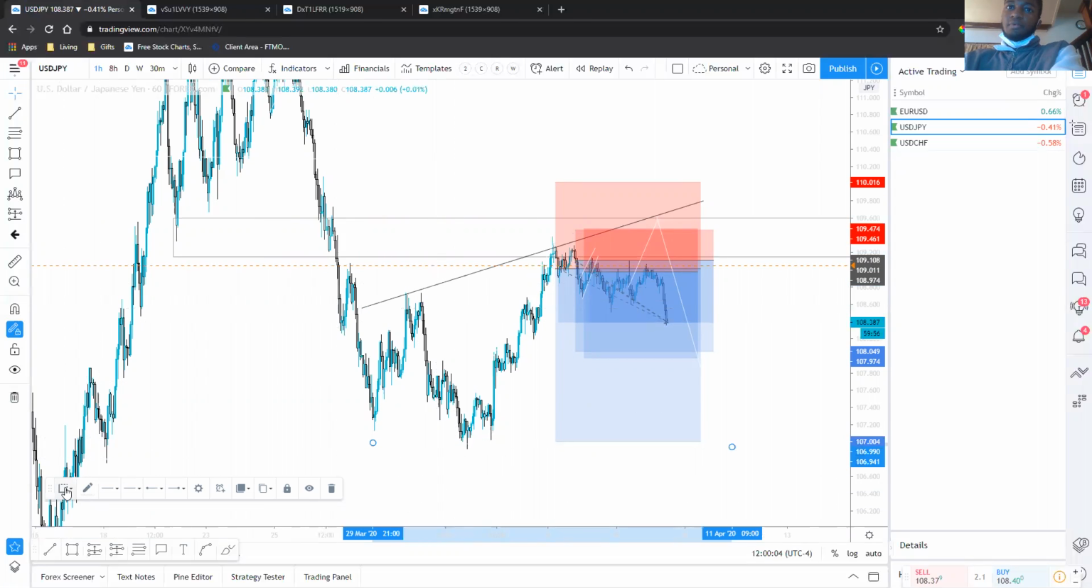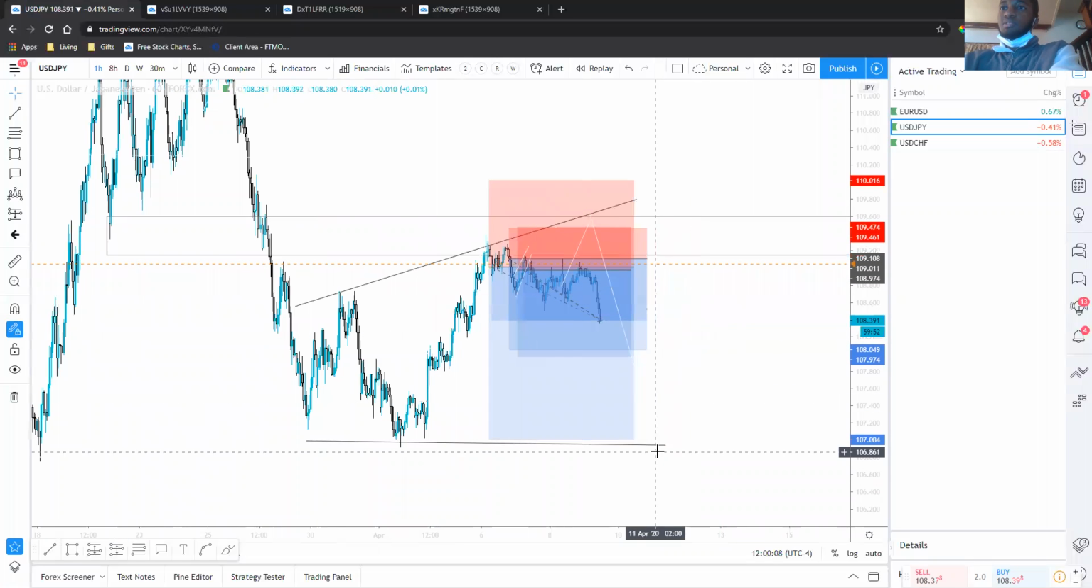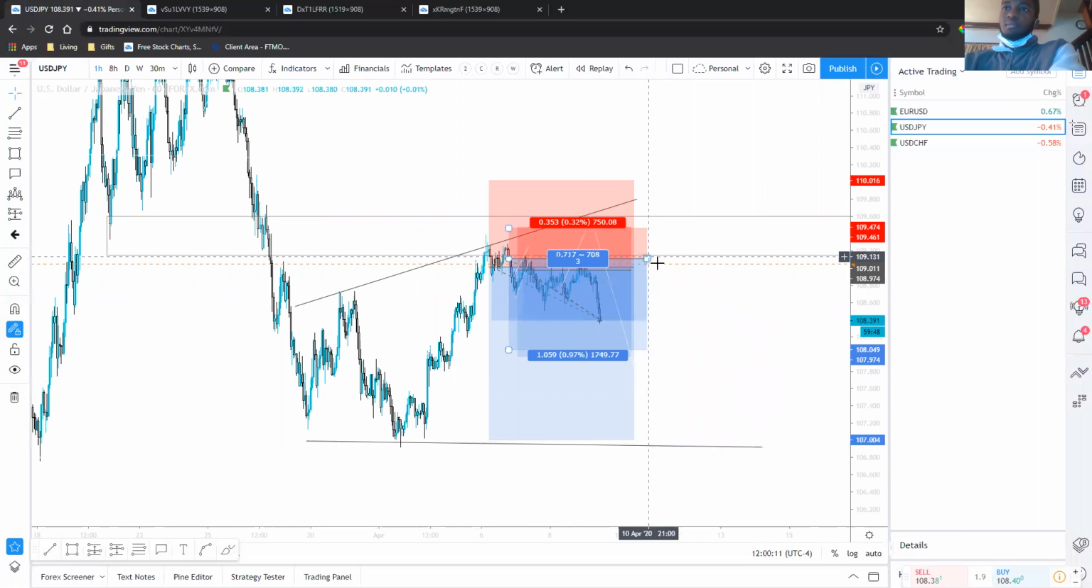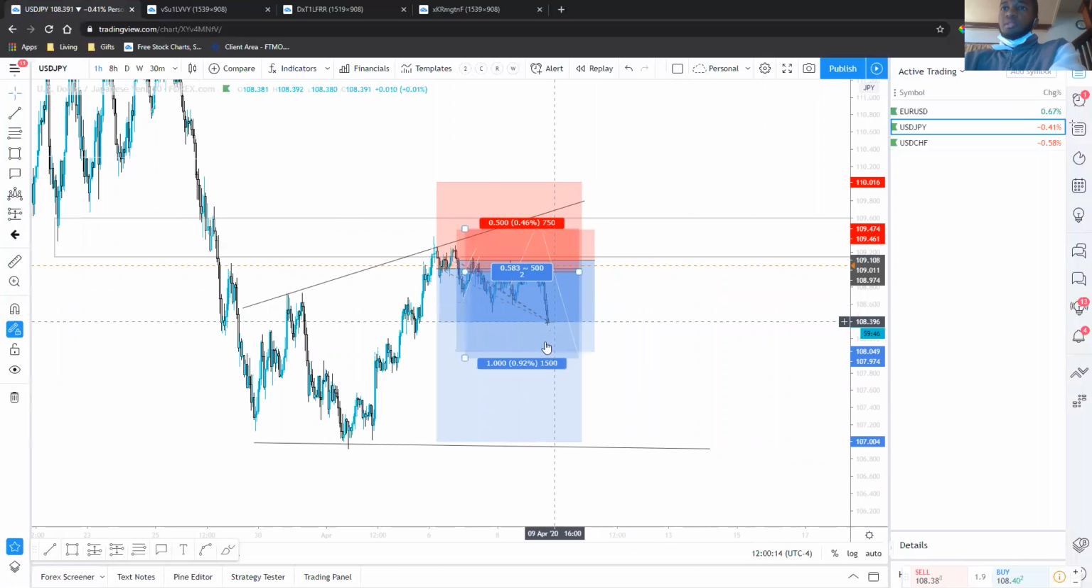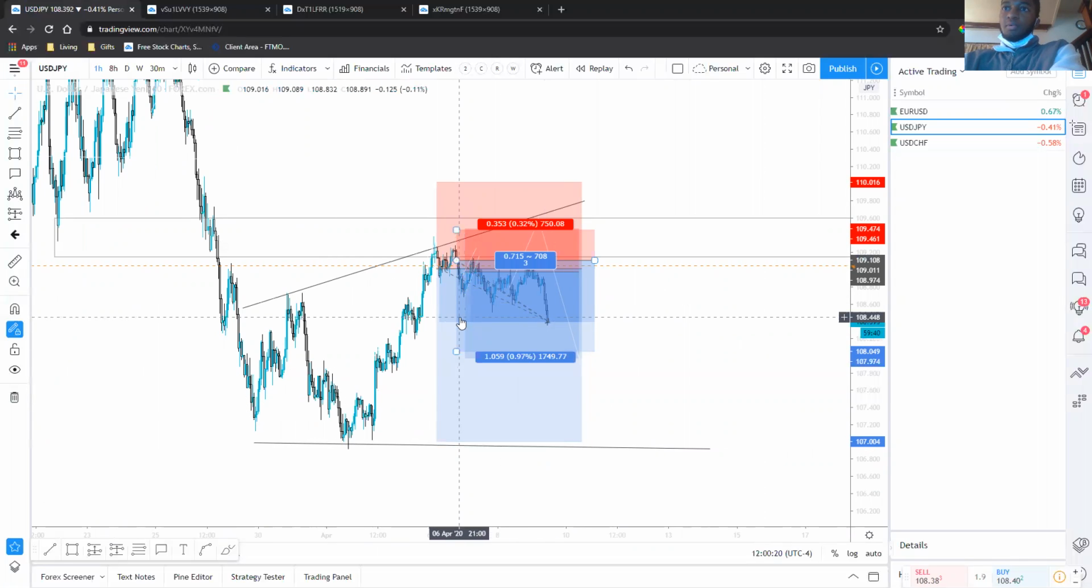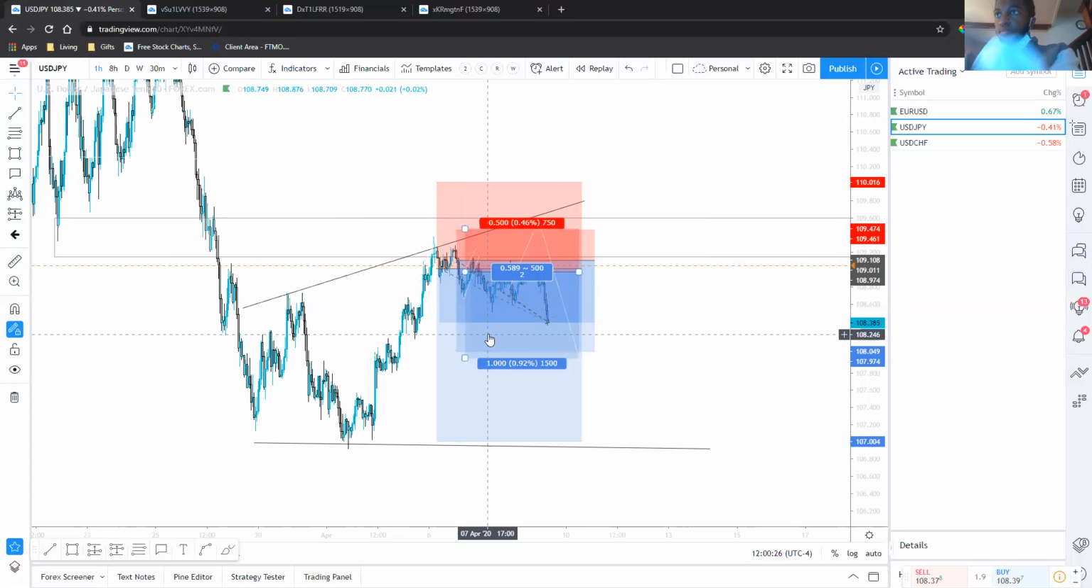And now the price is up about 60 pips. I've actually moved my stop losses to break even, so I'm not even worried if this hits my stop loss or anything like that. Here, I'm going for a 2% gain. Here, I'm going for a 3% gain. And here, I'm going for a 2% gain.